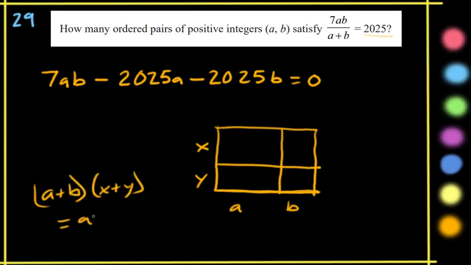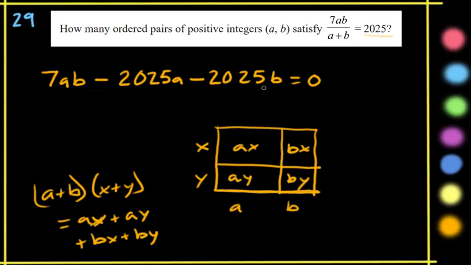And that is equal to AX plus AY plus BX plus BY. Okay, so this one's AX, this one's AY. It's just FOIL, right? This one's BX, and this one's BY. So we would like to try to turn this into something that looks like this, where we have these two factors. And we can't really do that the way it is, but we can use Simon's favorite factoring trick. It's kind of like completing the square.